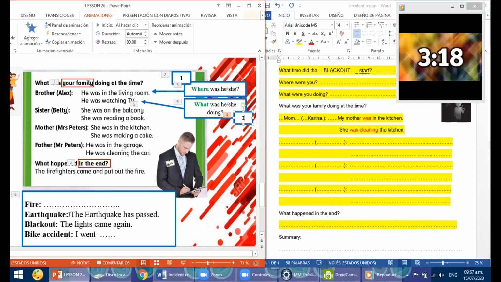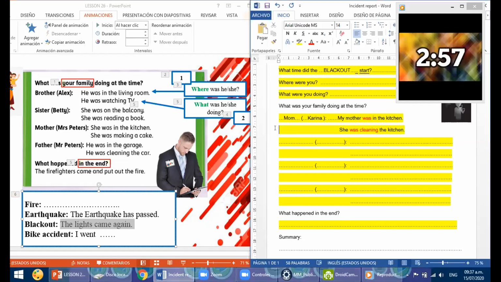If you see an earthquake, complete with this. If you see the blackout, complete with this. Only copy this, okay? Complete, please, this part. Some students are going to read here, okay? Teacher, I finished. Very good, Genesis.